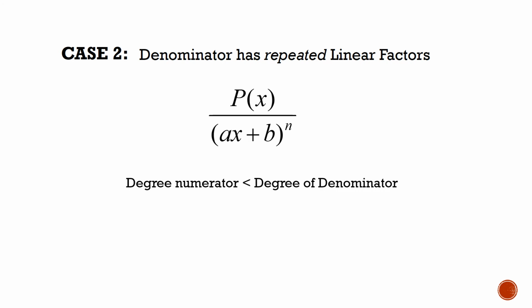Now we'll see later on in the video, in the second part, what happens when the degree of the numerator is greater than that of the denominator. But for now, this is case number 2, where the degree of the numerator is less than the degree of the denominator, and of course the denominator has repeated linear factors. So let's take a look at the process.